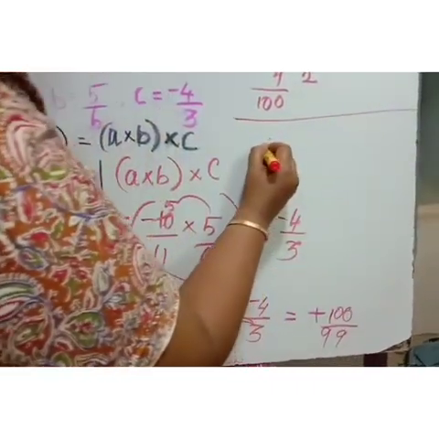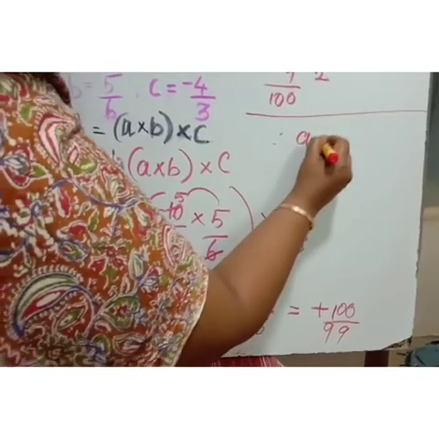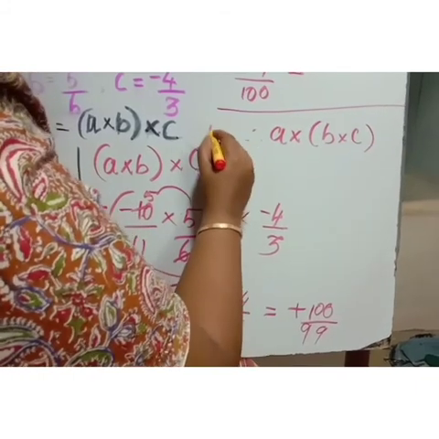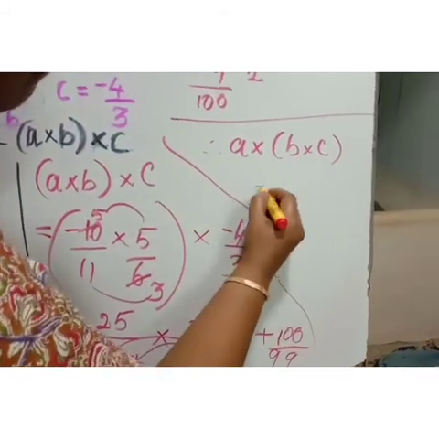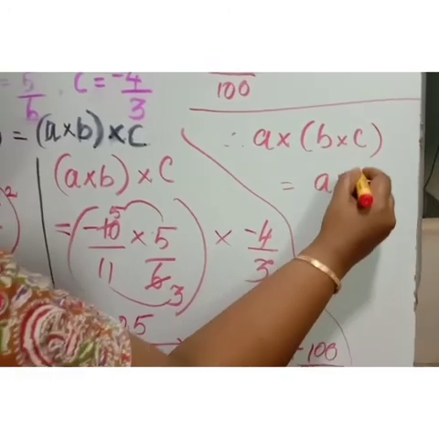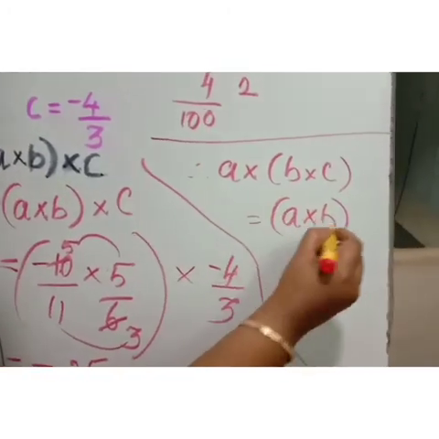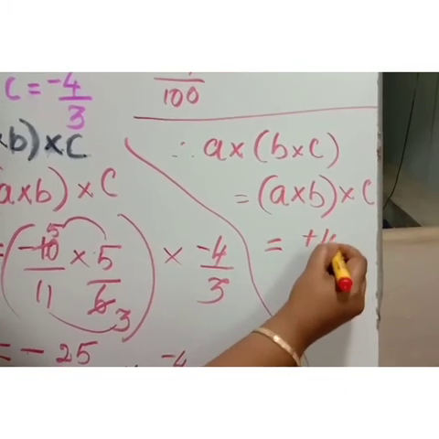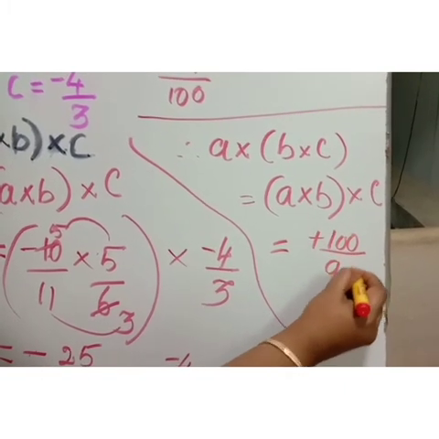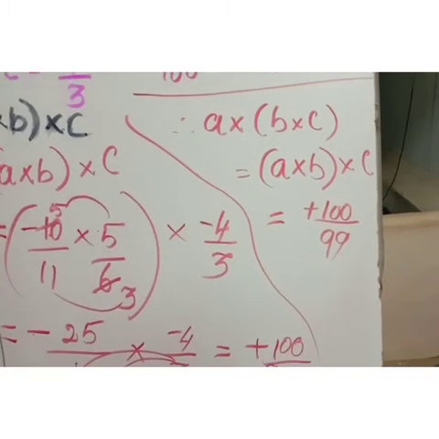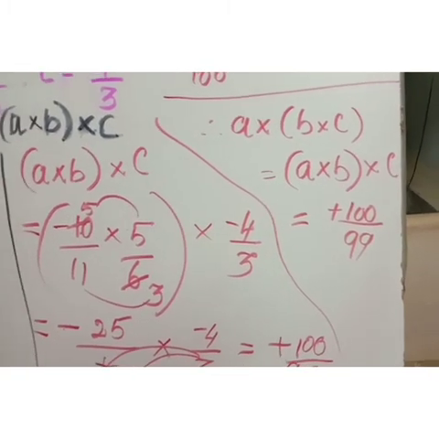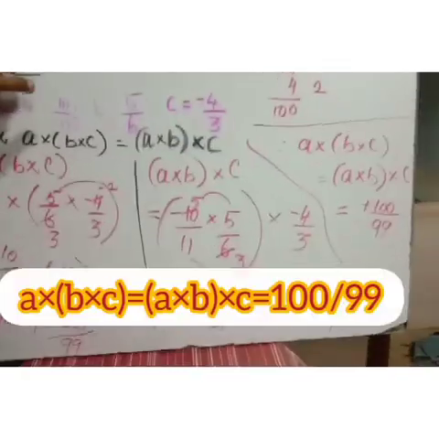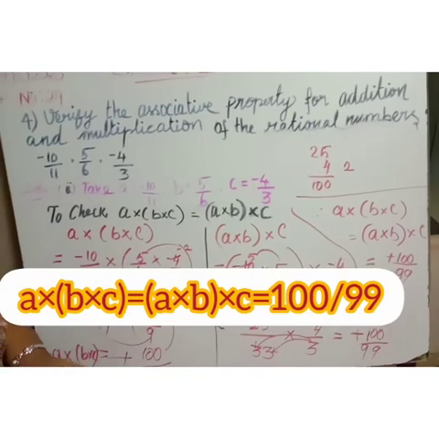Therefore A × (B × C) is equal to (A × B) × C. The two of them are equal to plus 100 divided by 99. So the two answers are also the same. So the associative property is true for multiplication.